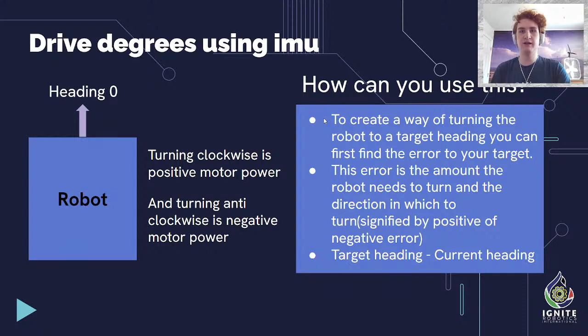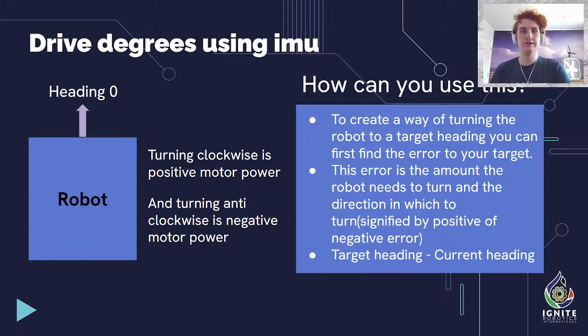Specifically, we create a way of turning the robot to get a target heading. We find the error. This is the amount the robot needs to turn, and the direction. The direction is signified by the sign, whether it's positive or negative, and the amount of power we need is signified by the size of the magnitude of the number. So we get target heading minus current heading. It is that value that we need to calculate.